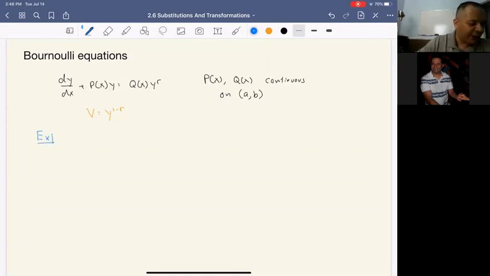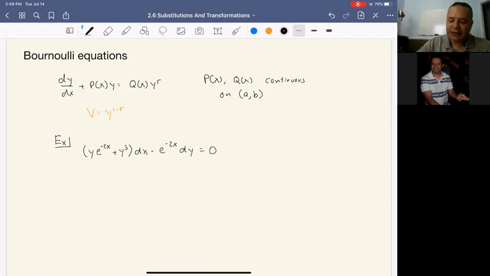So an example we've got is (y e to the negative 2x plus y to the third) dx minus e to the negative 2x dy equals 0. All right, so let's go ahead and solve.